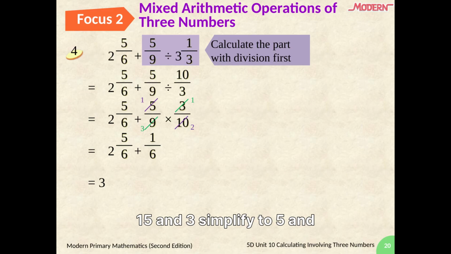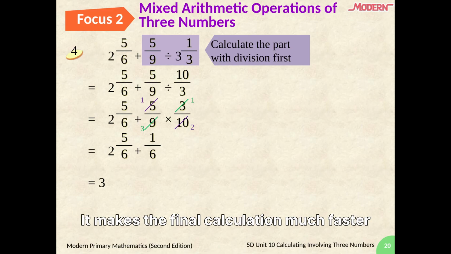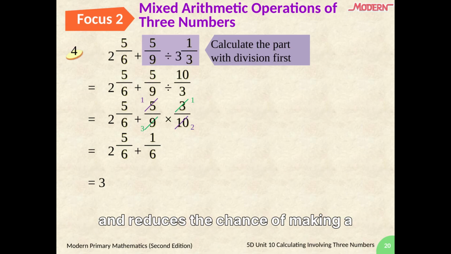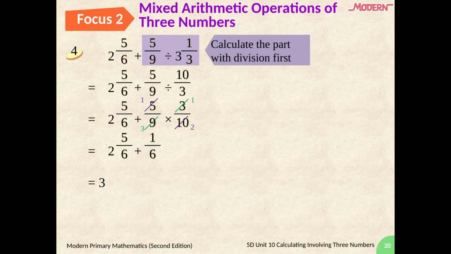15 and 3 simplify to 5 and 1. 4 and 8 become 1 and 2. It makes the final calculation much faster and reduces the chance of making a mistake in the middle. I highly recommend method 2 for your exams.